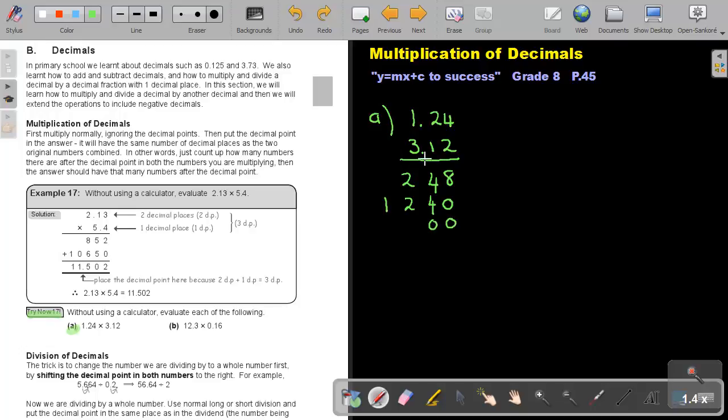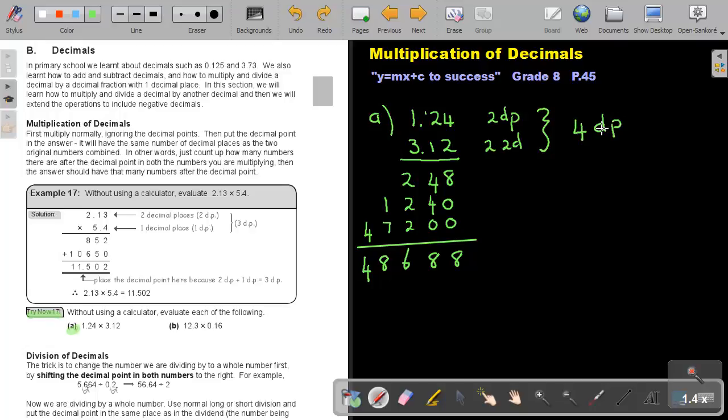Put 2 zeros. 3 times 4, that's 12. 3 times 2, it's 6 plus 1, it's 7. 3 times 1, it's 4. Now, we're just going to add it up. So if I look at this one, it's 8, 8, 6, 8, 4. Now look, 2 decimal points, 2 decimal points. And if I add it up, I will get 4 decimal points.